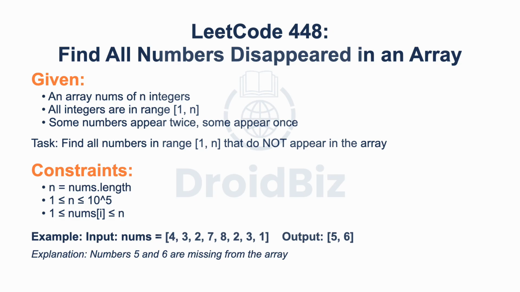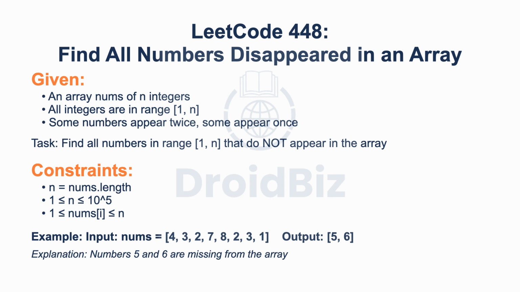We're given an array called nums that contains n integers. All these integers are in the range from 1 to n. Some numbers appear twice in the array, and some appear only once. Our task is to find all numbers in the range from 1 to n that do not appear in the array. Let's look at the constraints.